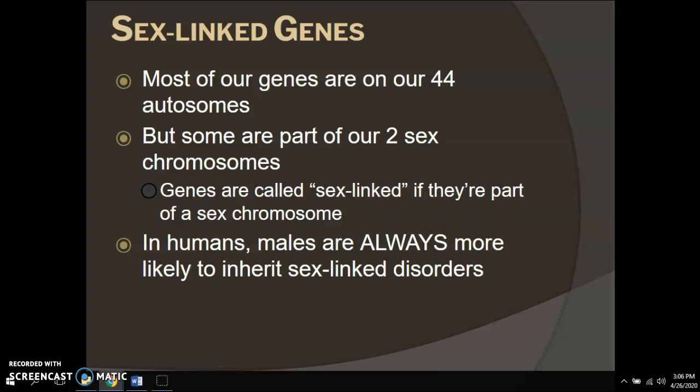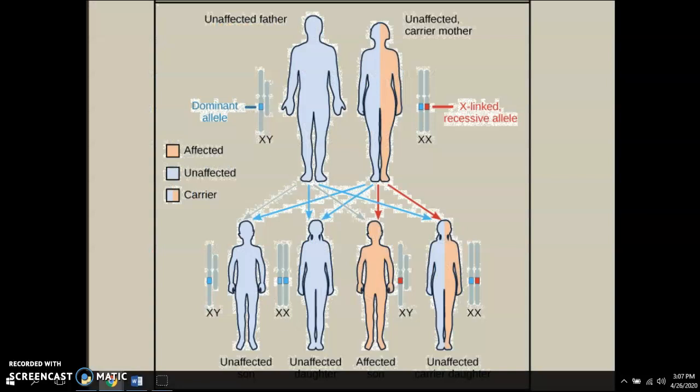So take a second, and I want you to predict, why do you think that males are more likely to inherit sex-linked disorders? So the answer might not be quite what you are thinking, okay? I know in the past when I've taught this, a lot of people say it's because of the Y chromosome. But it's actually not because of the Y chromosome.